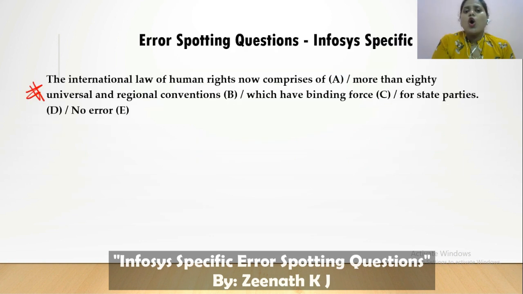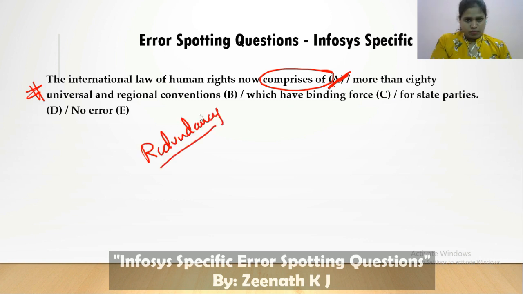The International Law of Human Rights now comprises of more than 80 universal and regional conventions, which have binding force for state parties. Another minor mistake in a major question, my dear friends. The mistake lies in part A of the sentence. Look at the word comprises of. We might have to go back to a little bit of basics over here. This is called redundancy. So what is a redundancy? Repetition of two words back to back which convey the same message.